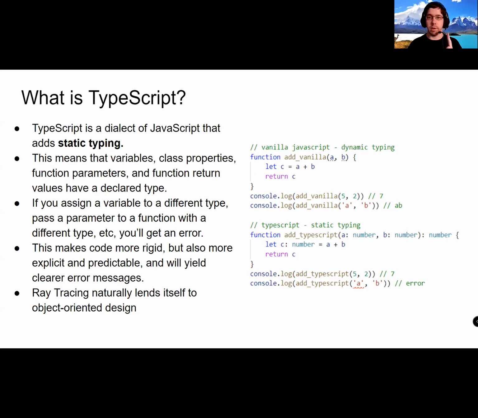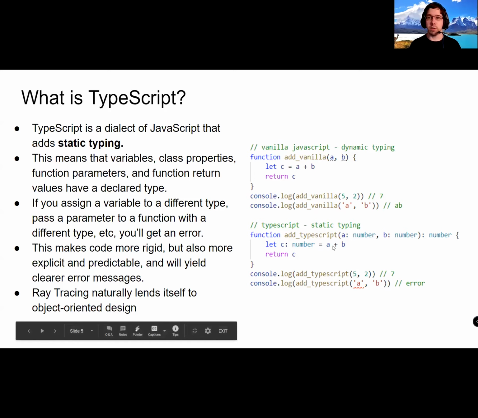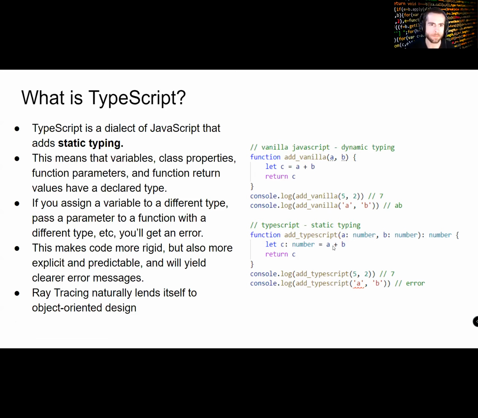I have a quick question about that. Yeah, what's up? So where it says let c colon number equal a plus b, I'm just curious, is that basically syntactic sugar over JavaScript objects? I don't know if I would call it syntactic sugar, but yeah. TypeScript is a dialect of JavaScript. Basically, you run TypeScript through a preprocessor, which is a little bit of code, and it'll turn it into JavaScript, which can then be run by the browser.